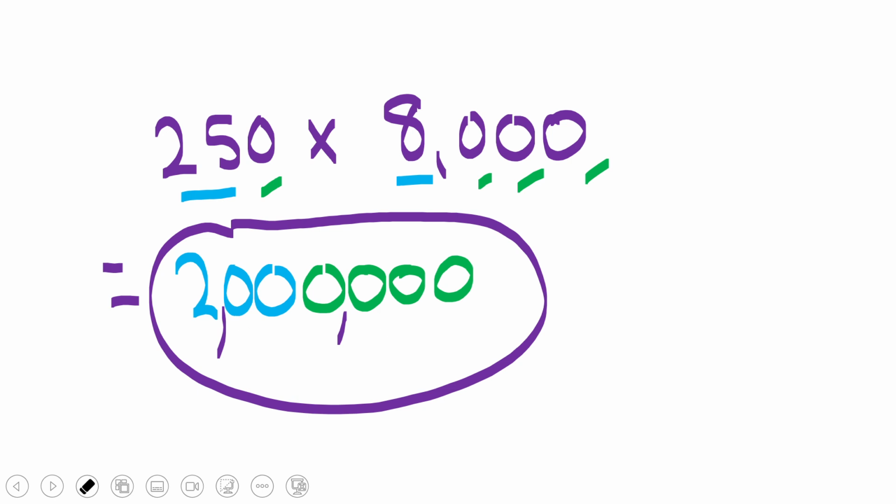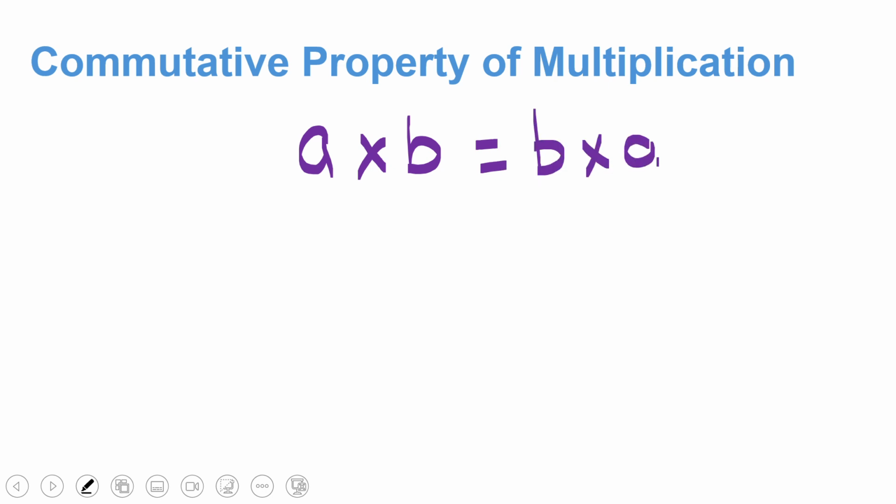So these properties, you've been using them for a while. They help you with mental math and group numbers to help with expressions and make them easier. Much like the properties of addition, there are properties of multiplication. The commutative property of multiplication, again, is set with a value of A times B equal to B times A.